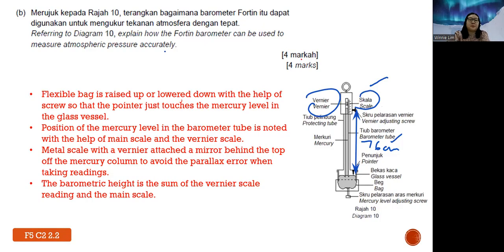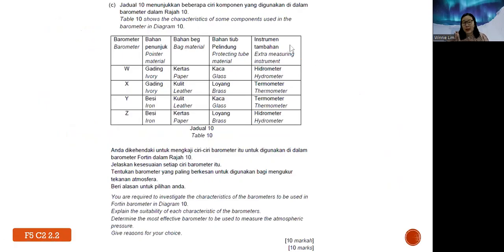Okay, then move on. The table, again, is more focused on the characteristics of the barometer. They say there are some components used in this barometer, and you are required to investigate the characteristics of the barometer to be used as a Fortin barometer, explain the suitability of each characteristic, determine the most effective barometer to be used to measure the atmospheric pressure, and give a reason for your choice.